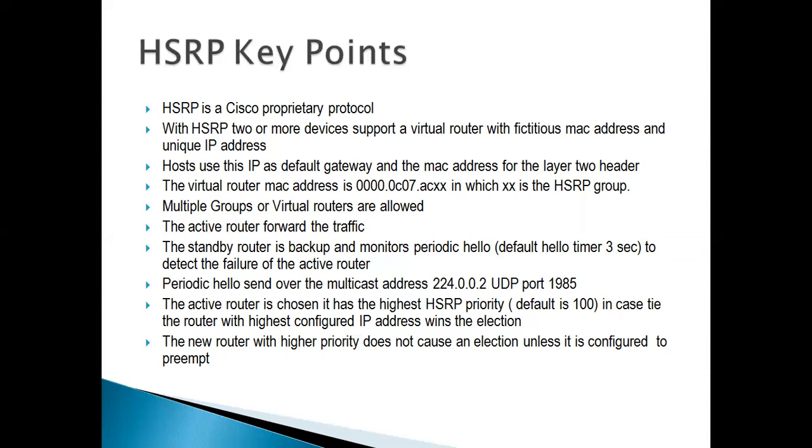The second point is that the host uses this IP as the default gateway and the MAC address for the layer 2 header. The virtual router MAC address is 0000.0C07.ACXX. It is in hexadecimal format, and the last two hexadecimal digits, XX, are the HSRP group.